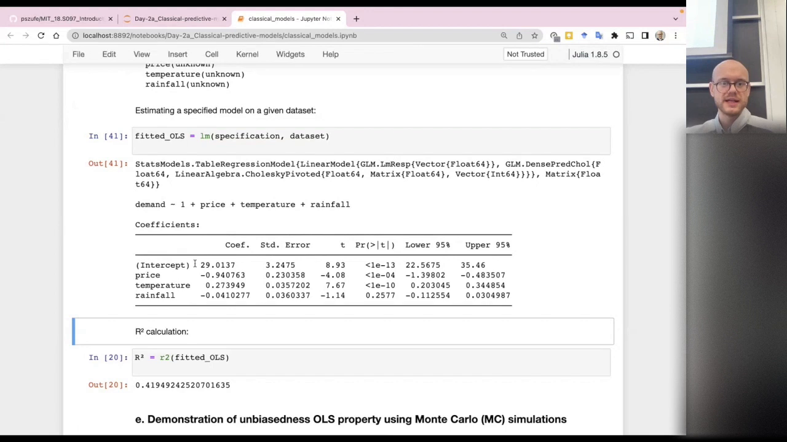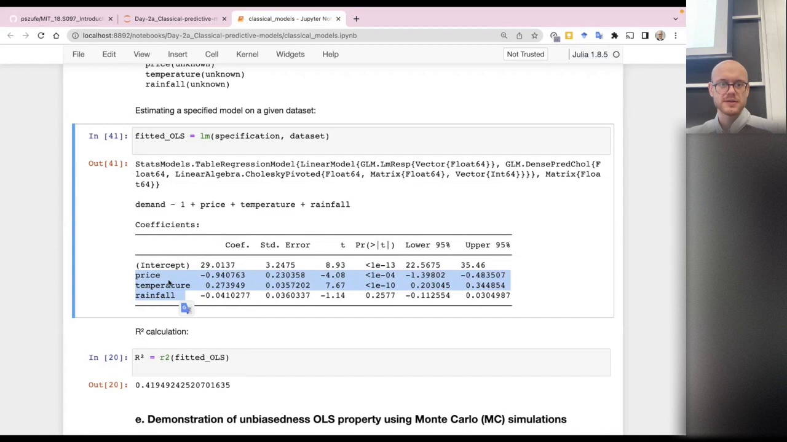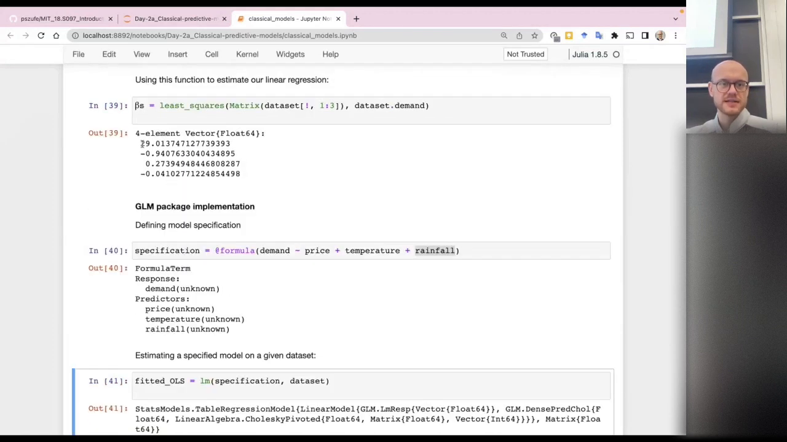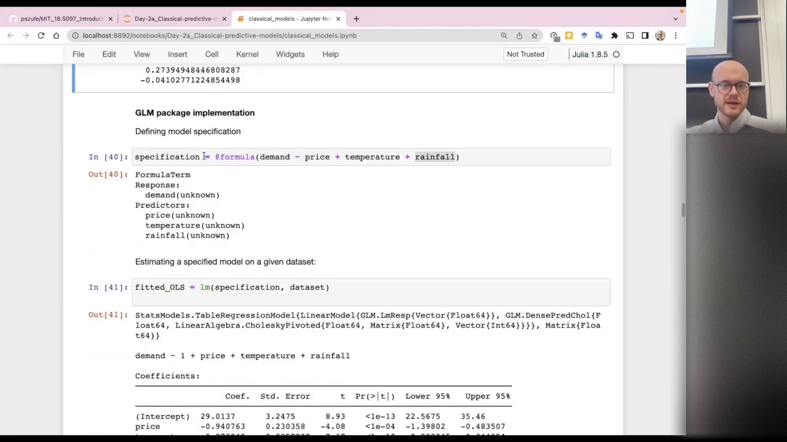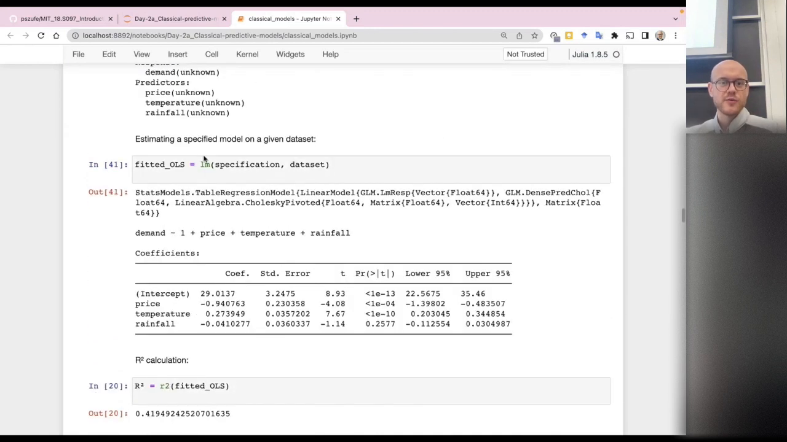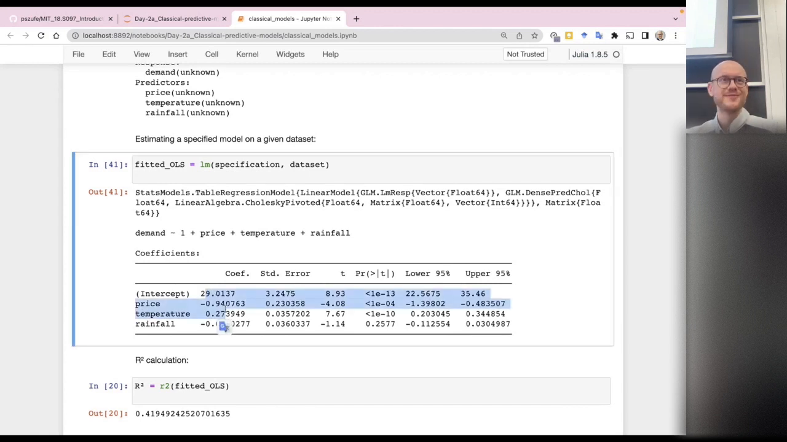So what we see here, we have 4 rows corresponding to 3 variables and 1 intercept. So those 4 parameters we have estimated here. And the first column are the coefficient estimates. These 4 values, 29 and so on, should be exactly the same as this vector, yeah? It looks like the same. And since we know the true values, we can compare and evaluate this estimator.